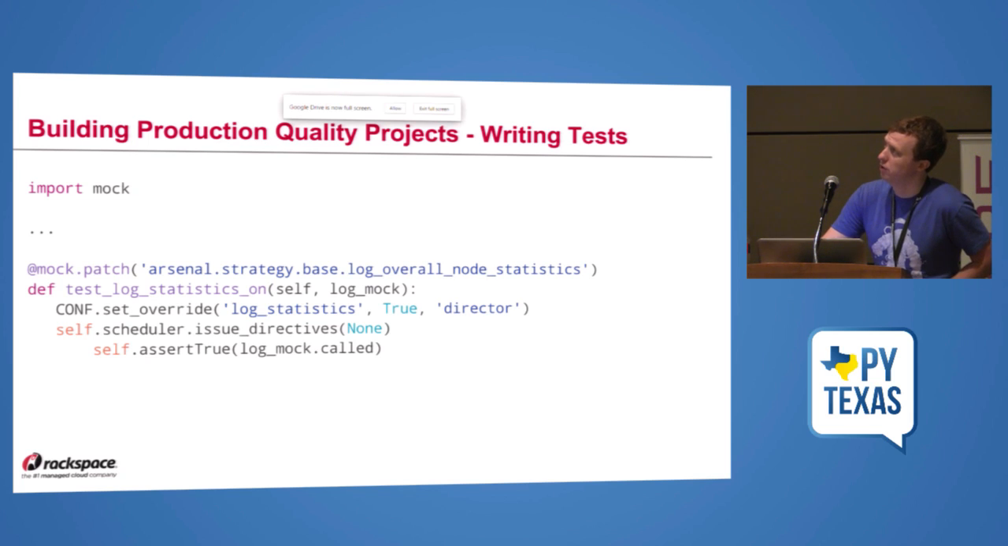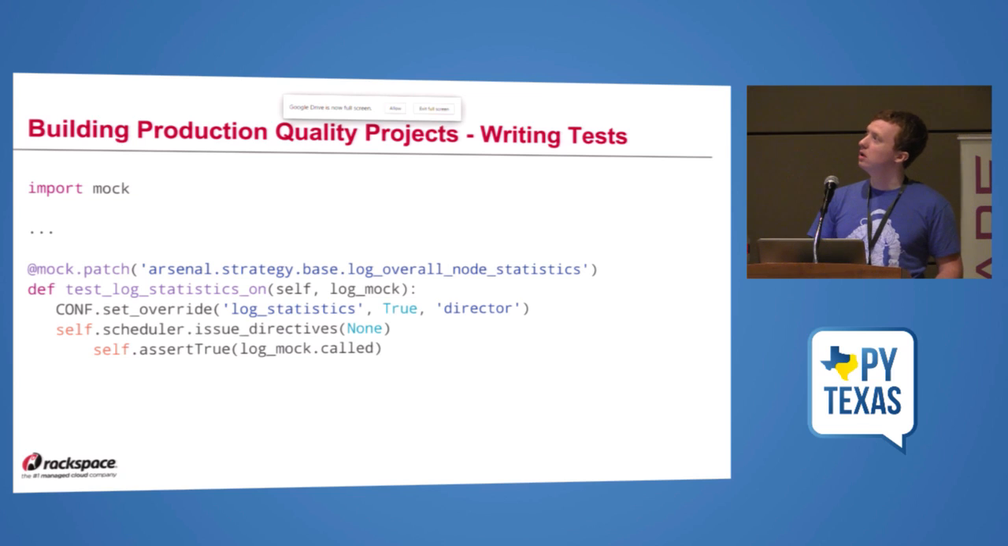And here's an example of a use of mock. You've got a function decorator here, which basically says, patch this particular object in this module, and then it will pass the mocked object into the function. And then here I'm turning on the log statistics configuration option in my service, and then I'm making sure that when I'm issuing the directives, it's actually calling the log function as expected.